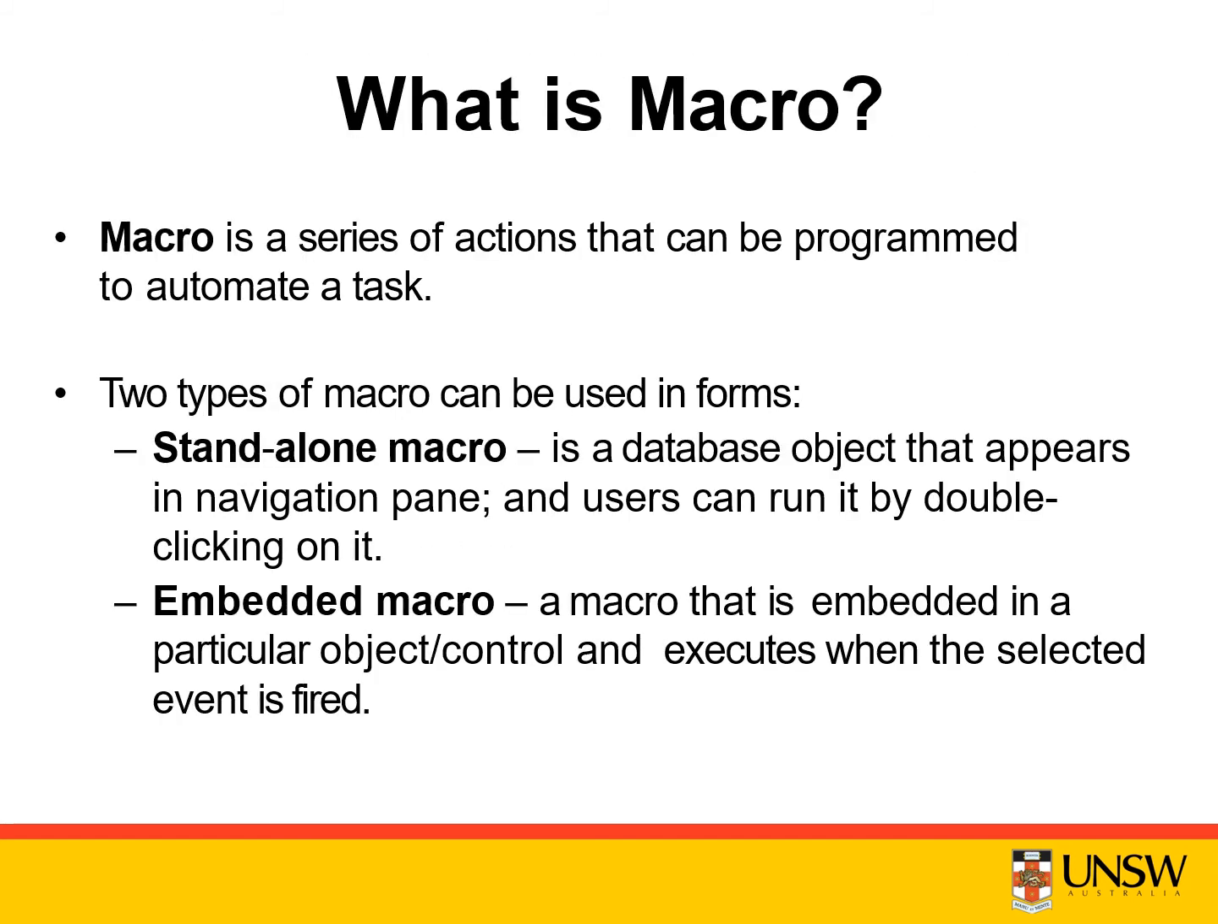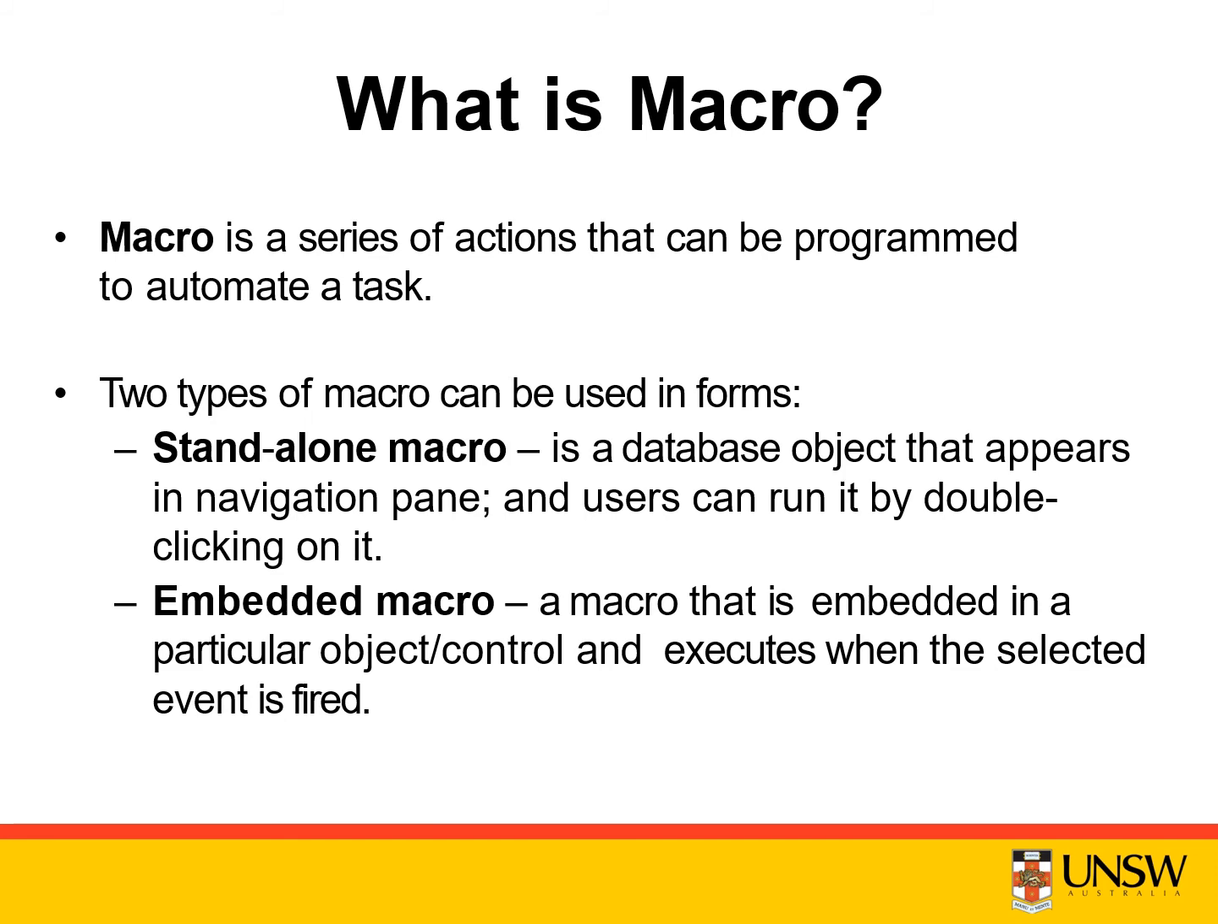Macro is a series of actions that can be programmed to automate a task. There are 2 types of macros. The first one is a standalone macro that appears in the navigation pane and users can run it by double-clicking on it. The second one is an embedded macro that is added to the form controls and it's executed when the selected event is fired.